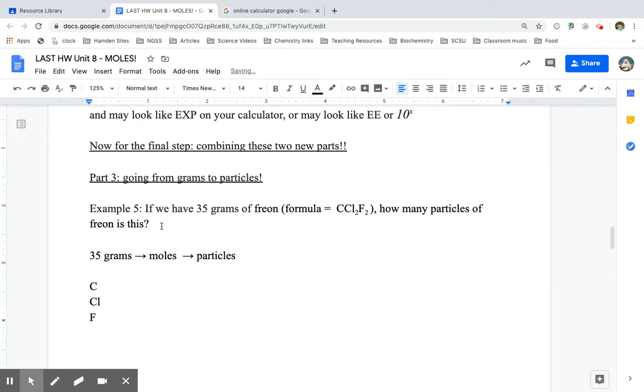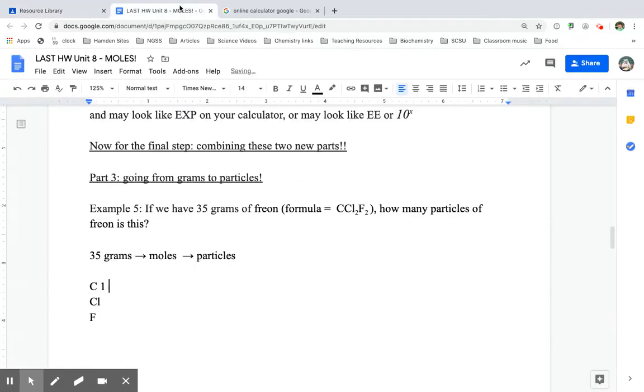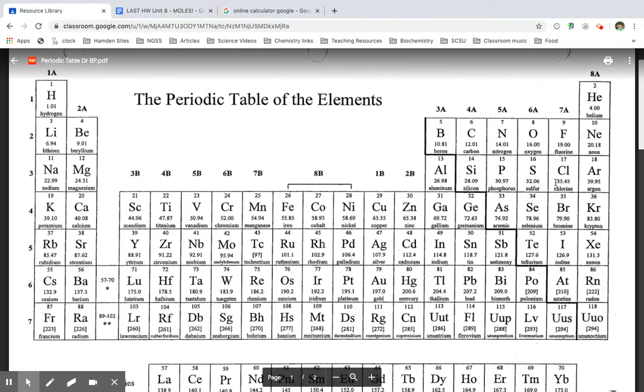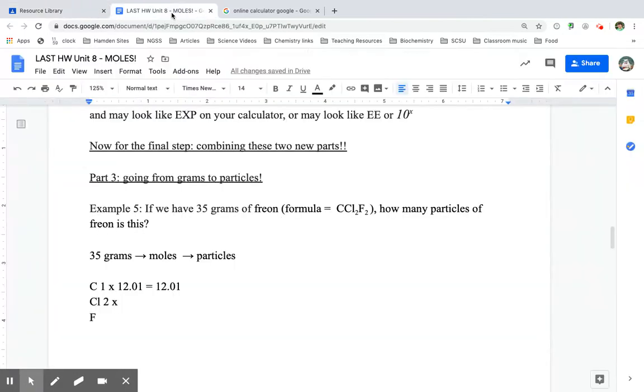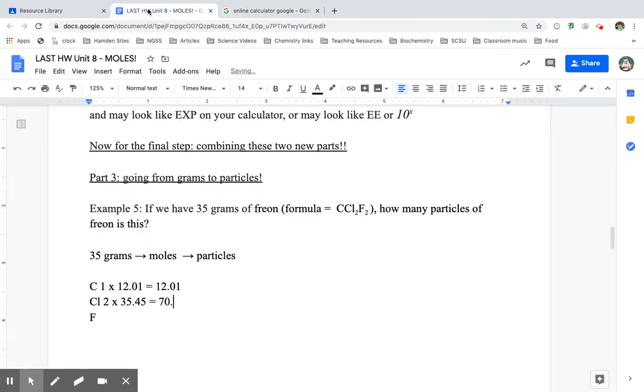So carbon, there's one atom of carbon, and I'm going to go back to my periodic table, 12.01 for carbon. So 1 times 12.01 equals 12.01. I like that. Chlorine, there are two of them, times, what is it for chlorine? 35.45. 2 times 35.45 equals 70.9. Okay, and fluorine, there are also two of those times.